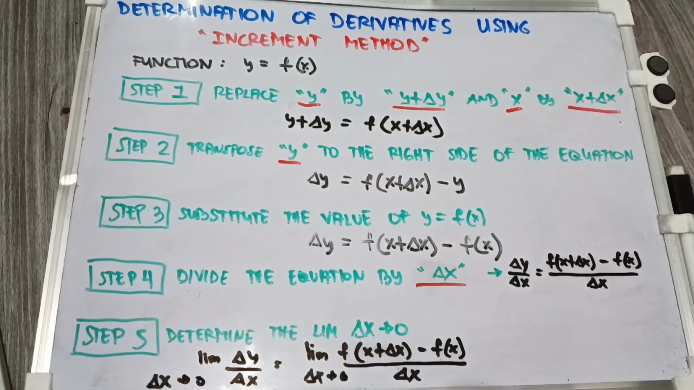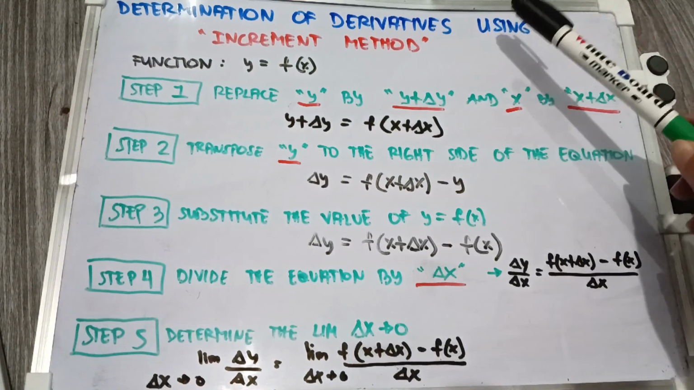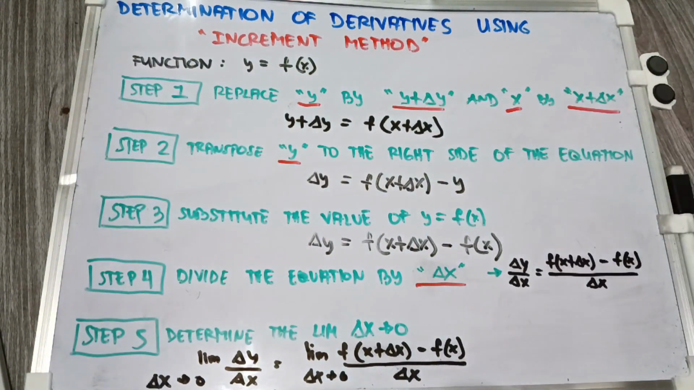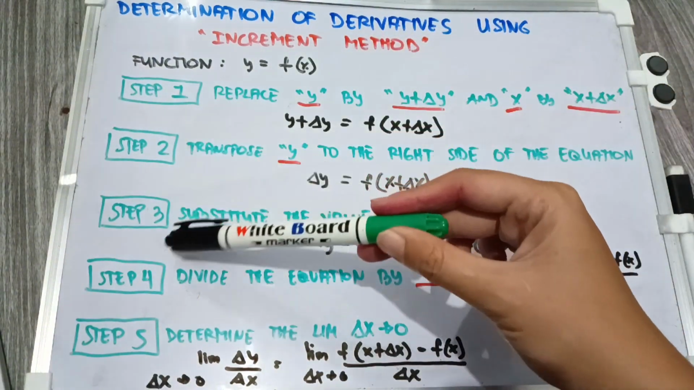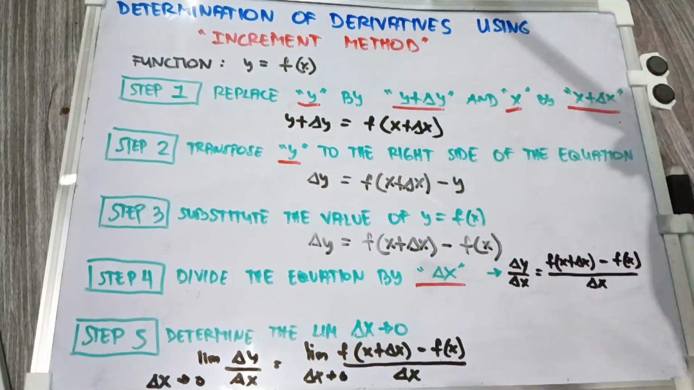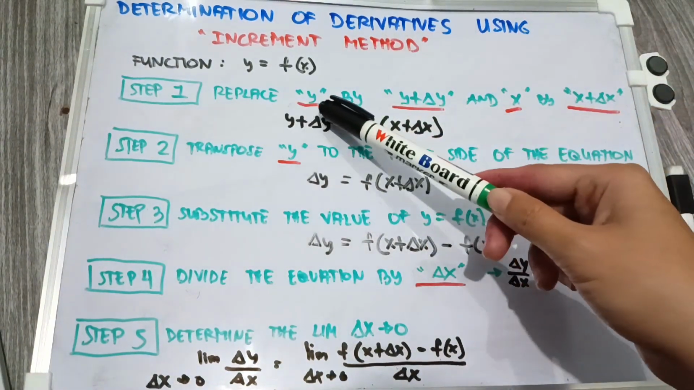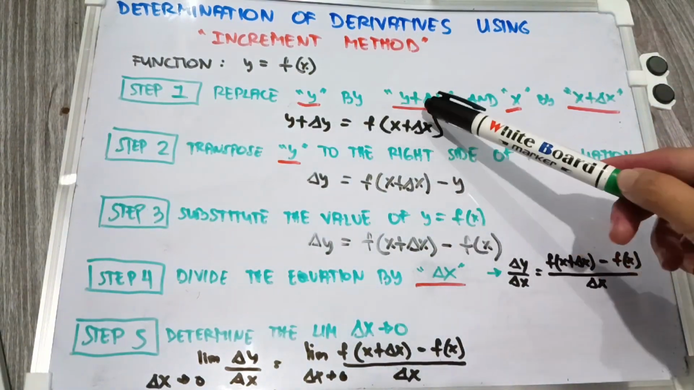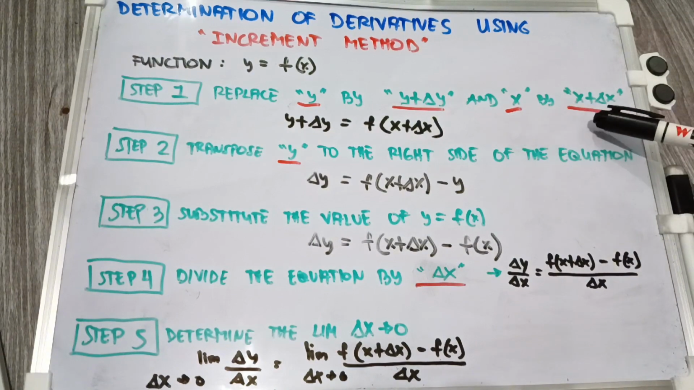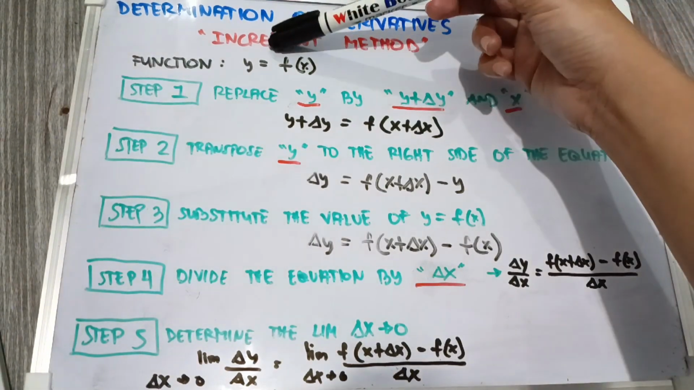Now, in this video, we're going to determine the derivatives using the increment method. In using the increment method, we have 5 steps to follow. So this is our function. Our first thing to do is replace y by y plus delta y and x by x plus delta x. So this is the function.